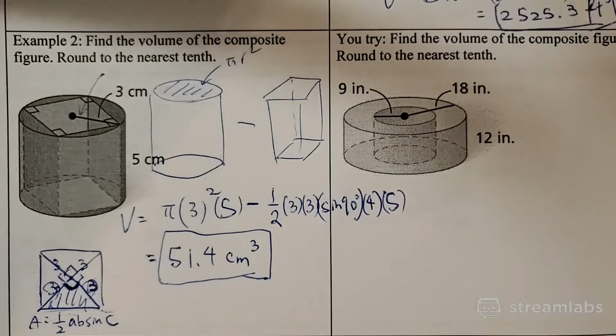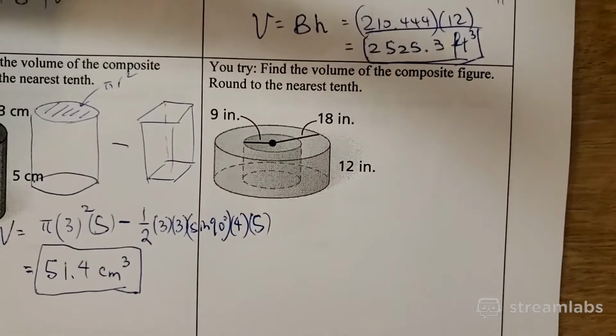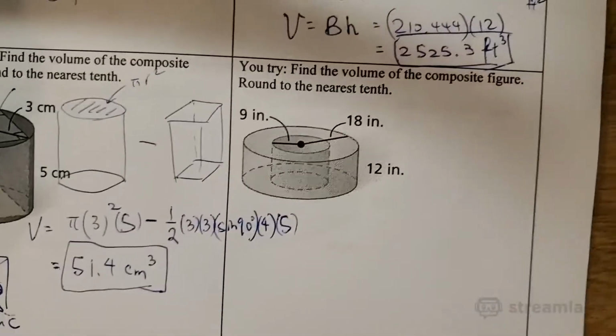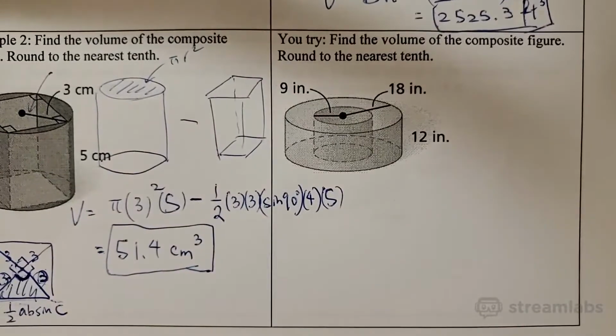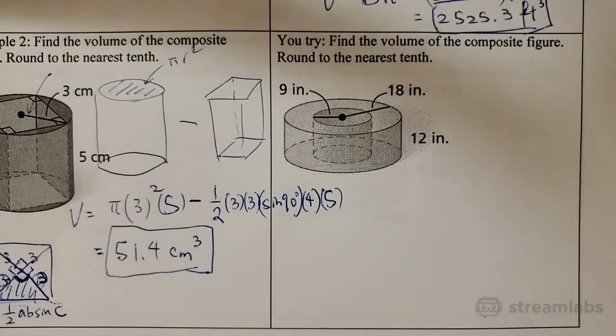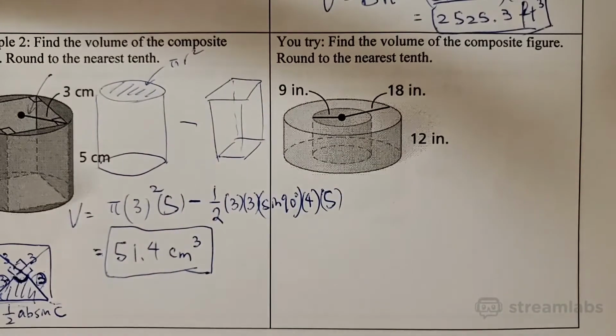All right, so you try this one. This one should be much simpler because there are 2 circles, right? Let me know how you get this one.